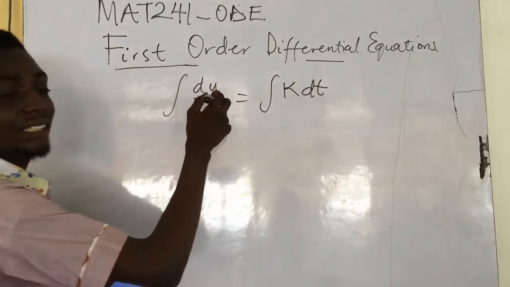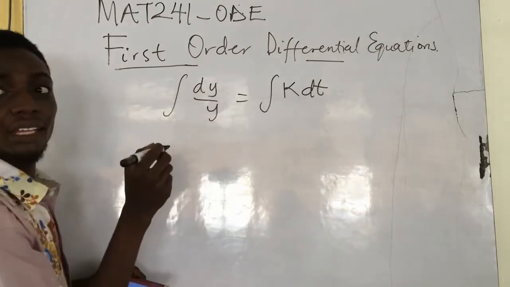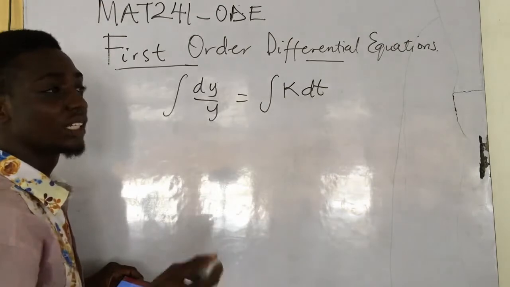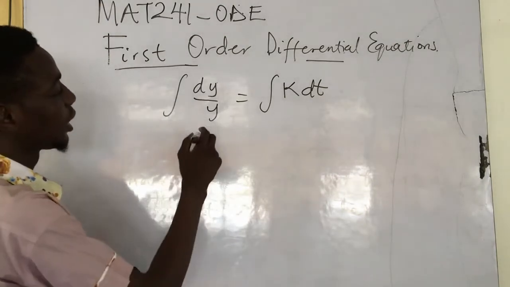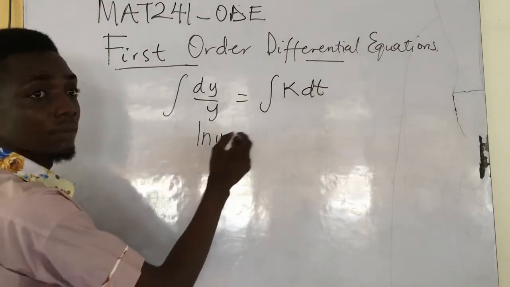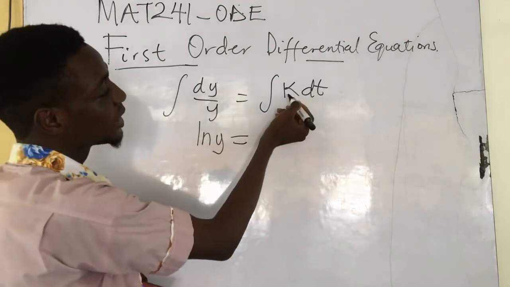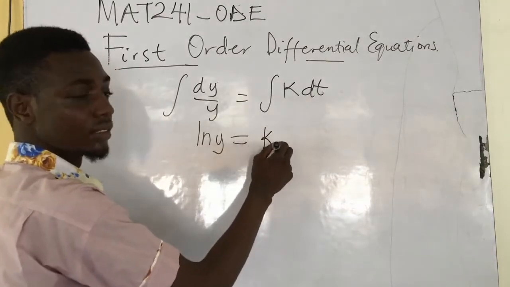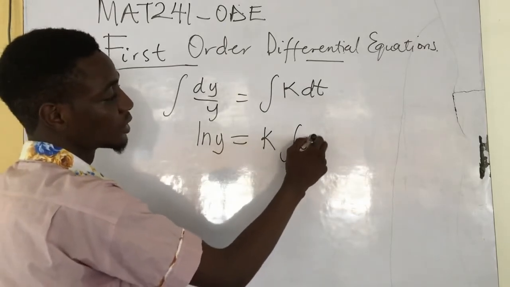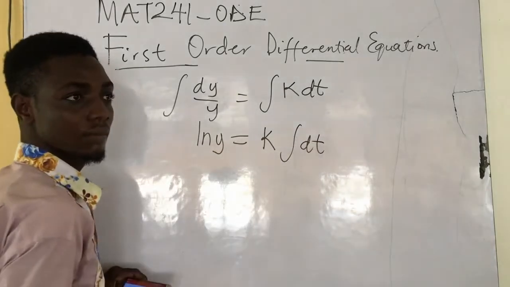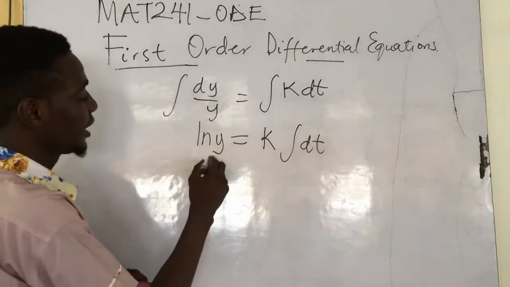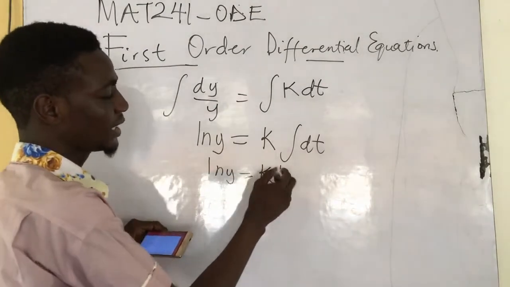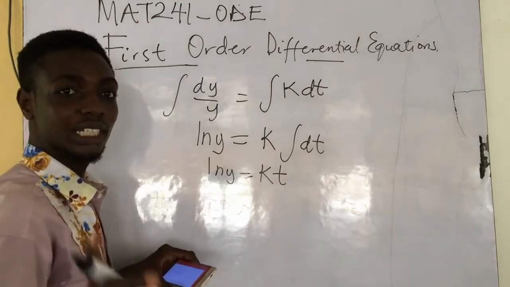Now when you integrate dy over y, remember that the integral of 1 over y is ln y, ln meaning natural logarithm. So ln y equals what? When we integrate, k is a constant, so k will come outside: k times the integral of dt. So we have ln y equals kt. But is it just kt? No, it's not just kt.